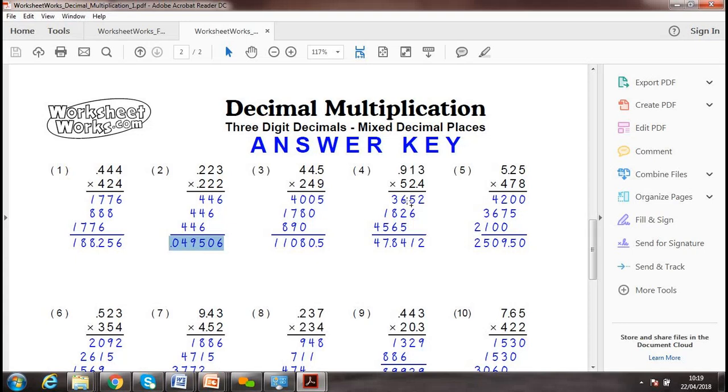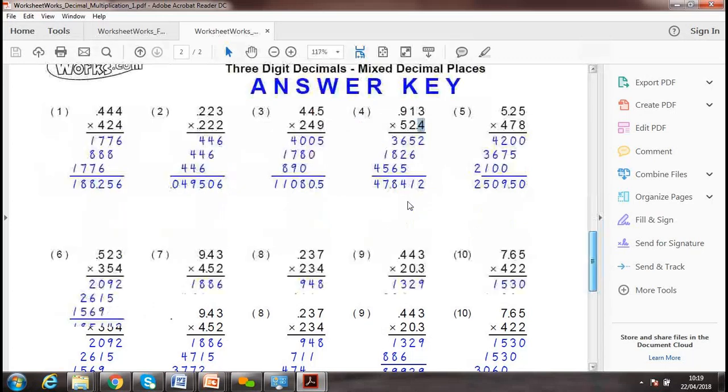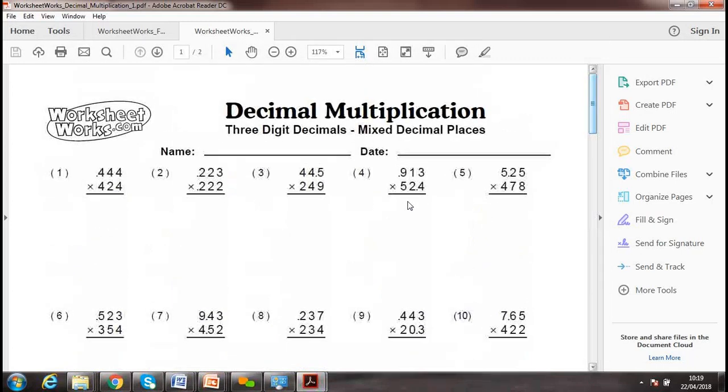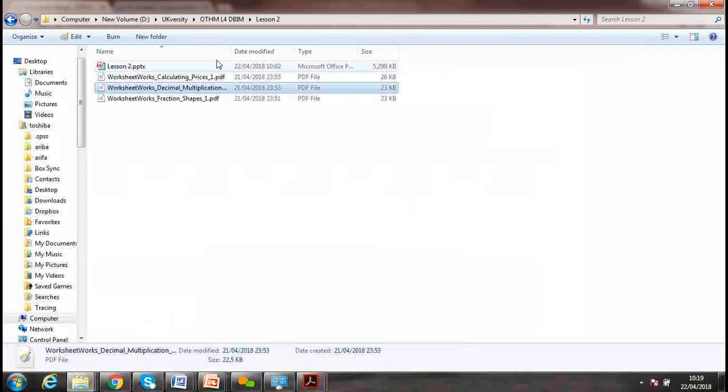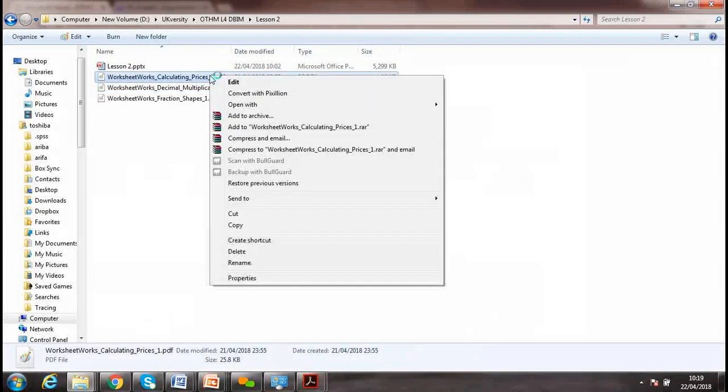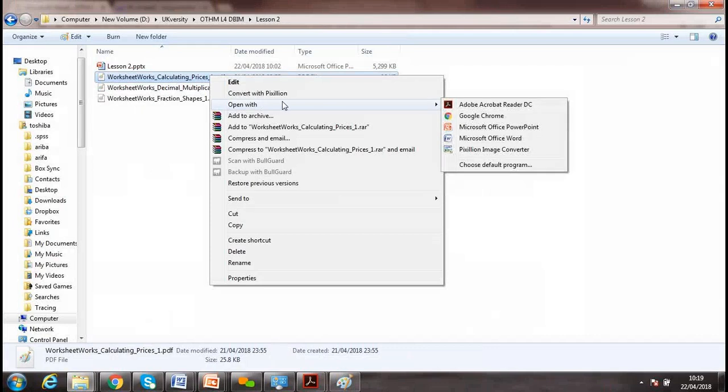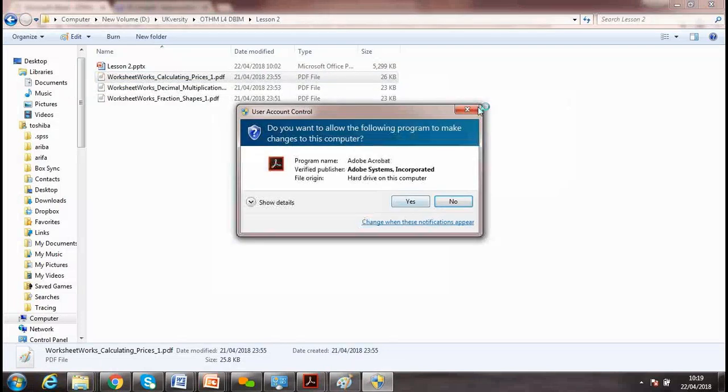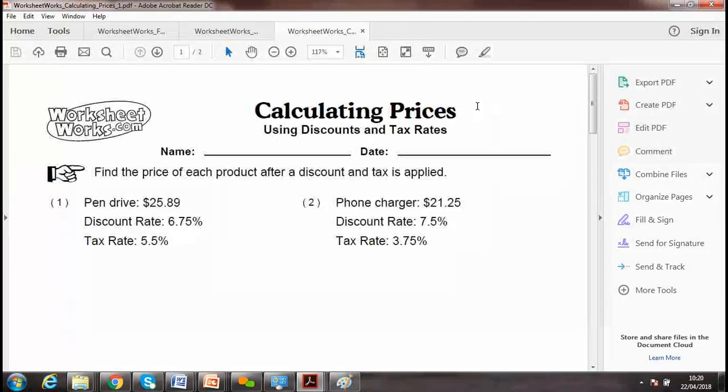So that's a decimal mixed digit, 3-digit decimal and mixed decimal places. Any questions? So that's a few examples for you. I'll send you a quite good website if you want to teach someone these basics. It's called Worksheet Work, and you can download all the worksheets free. So next is find out the price of each product after a discount and the tax is applied.